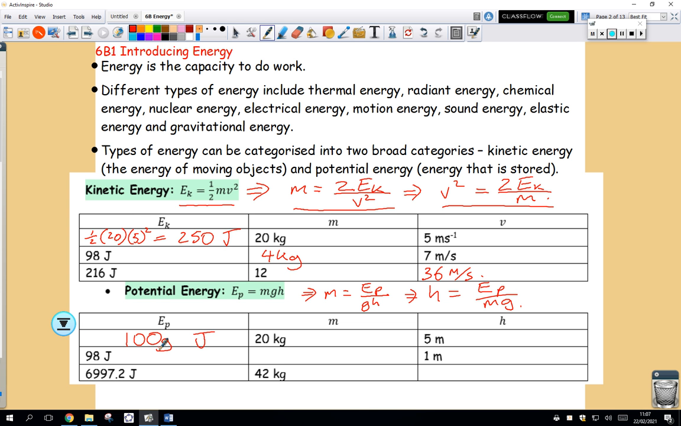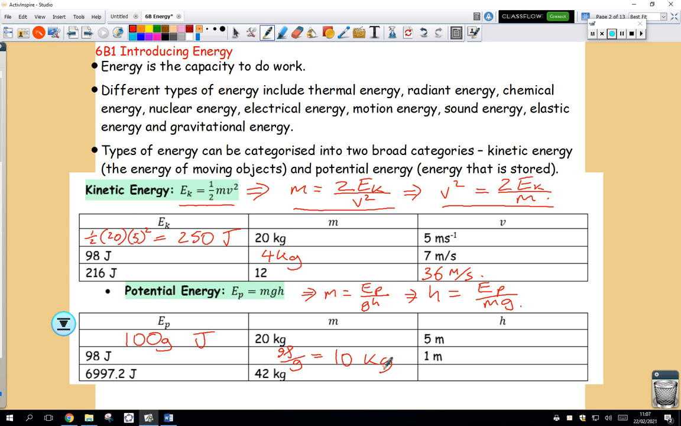To find the mass, we divide the potential energy by g times h. So here we're dividing the potential energy, 98, by g times h. G times 1 is just g, so we'd have 98 over g. And I'm going to use g to be 9.8 here because it'll work out quite nicely with that 98. That's going to be about 10. And mass is measured in kilograms here.